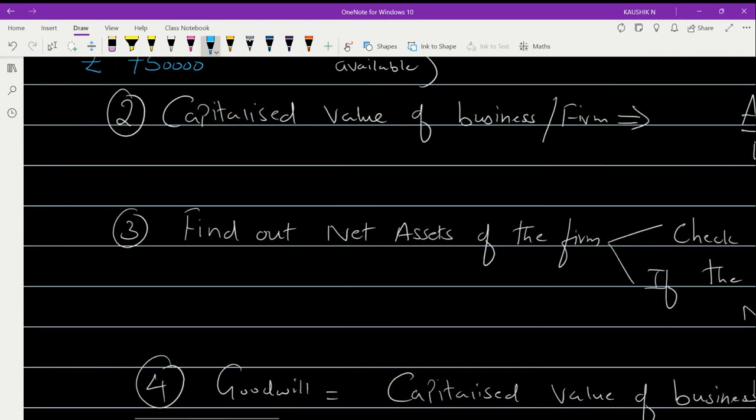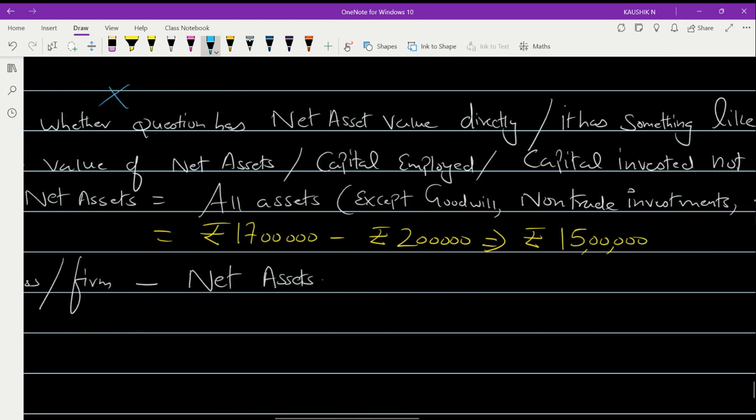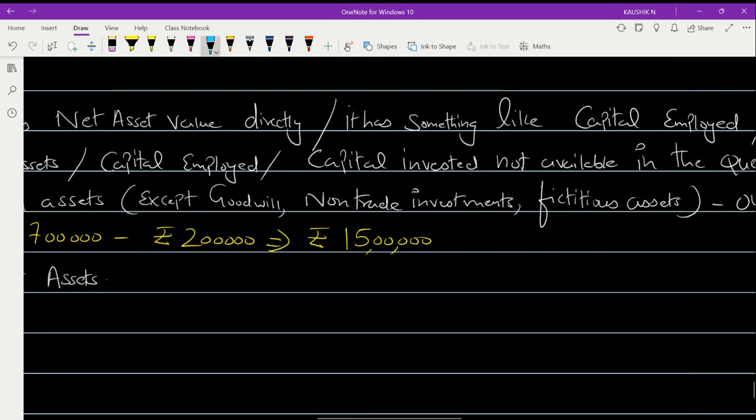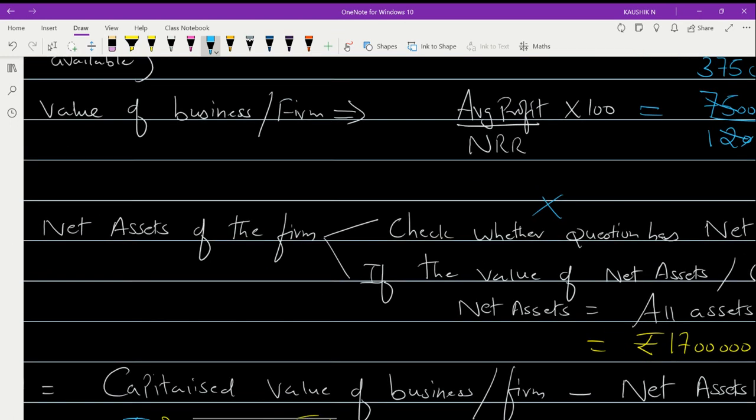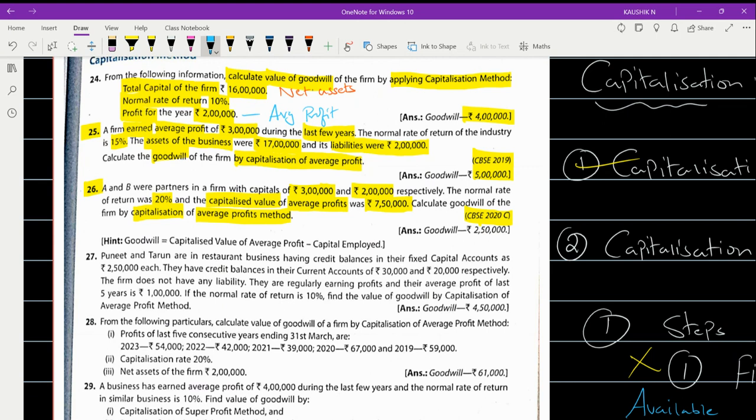Now come back to the third step. Find out your net assets. Check whether in this problem net assets is given directly or it is not given directly. It is not given directly, so you have to use the below formula. இப்போ இங்க below formula அப்படின்னு பார்த்தோன்னாக்க, net assets equal to all assets except goodwill and these things, minus outside liability. But in the given question, we are not given with assets, we are only given with the value of capital. We have not been given the value of assets, we have been given only the value of capital. So, what should be done here?